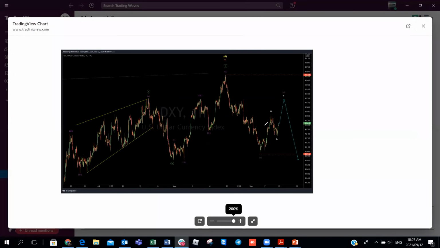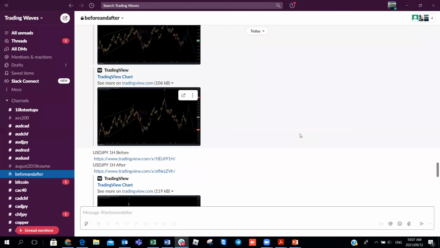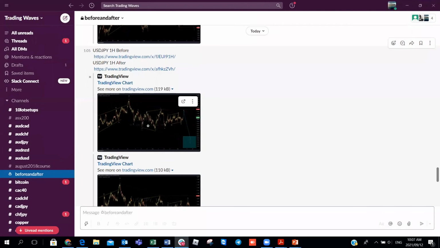So that is how this one has played out. That is the move, and we'll be expecting this one here. So all this 1, 2 up to B has played out. We're now looking for the DXY to continue with the move to the upside, at least back to around these levels before we see continuation to the downside. That is the DXY.